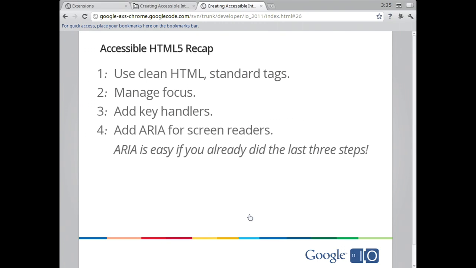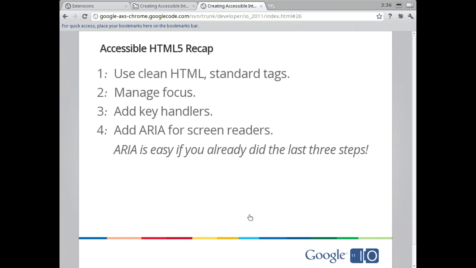You can also then proactively manage your focus by using the JavaScript focus method and by listening to how the user is trying to move focus around the page. The third thing is making sure that your controls are usable with the keyboard. Add key handlers. Make sure that a user doesn't have to have a mouse in order to use your fancy slider widgets. And finally, add ARIA for screen readers. And the good thing here is that if you've already done the first 3 steps, it should be easy to find the correct ARIA role for the control that you're trying to build. And if you can't find one that matches exactly, find one that approximates the interaction style that you want.